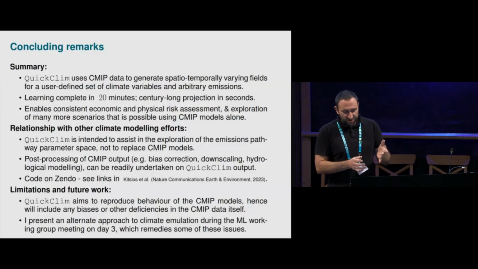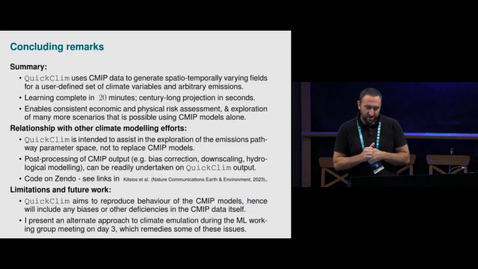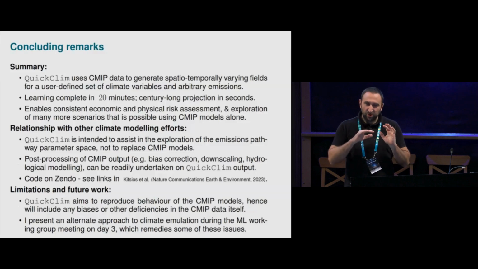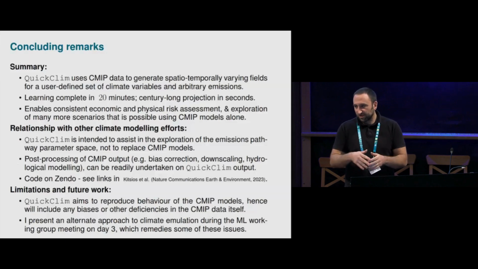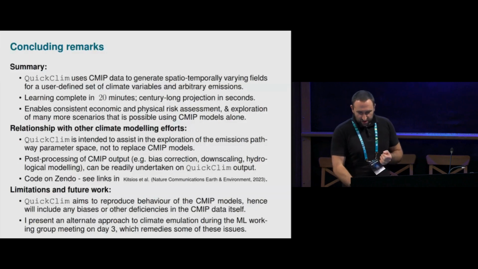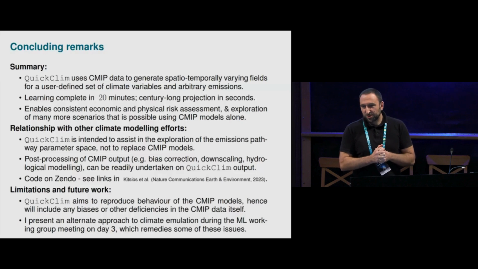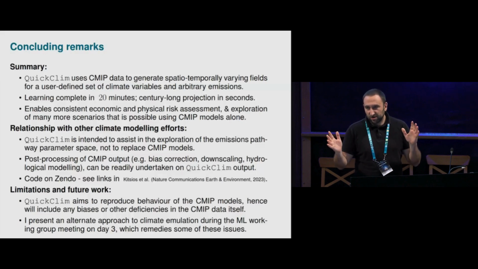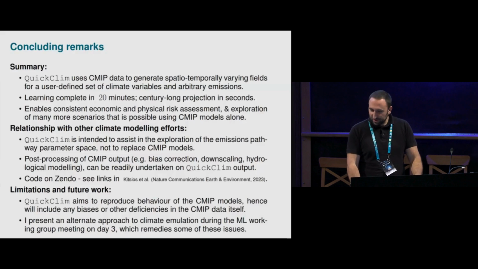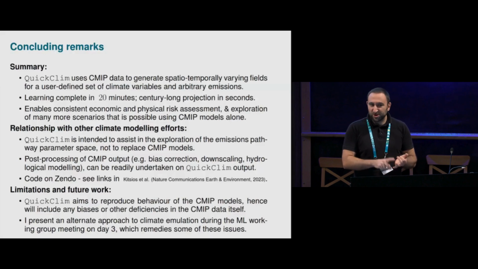In terms of its relationship with other modelling efforts, QuickClim is not intended to replace CMIP models at all. It doesn't exist without CMIP model data. And also, the post-processing of QuickClim output should just slot seamlessly into the post-processing of CMIP model output. It's got the same grid, same variable names. And the code's on Zenodo. All the links are in the paper, so if you want to download it, play with it, break it, be my guest.